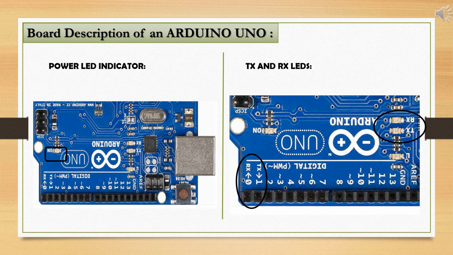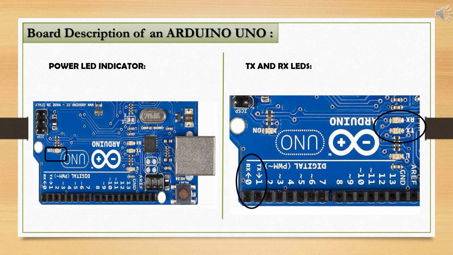Power LED indicator. Guys, you can see a small LED light on your Arduino board. What is the use of this LED? This LED should light up when you plug your Arduino into a power source to indicate that your board is powered up correctly. Otherwise, your board has got burnt or it won't work.